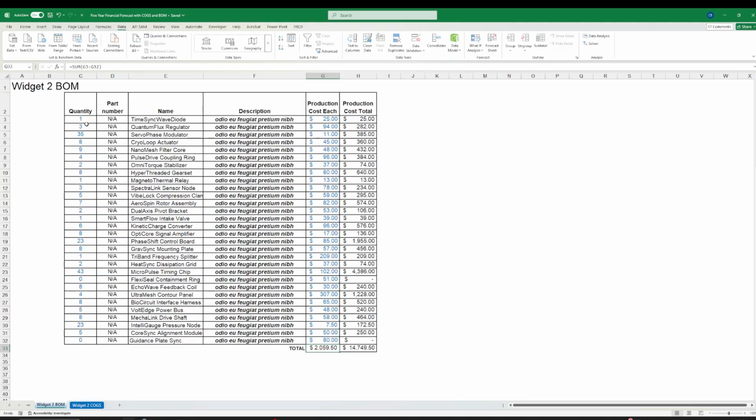So for the bill of materials, you just have quantity, part number if you want a part number in there, the name of the part, a description of the part, and then production cost each unit, production cost total unit, and then a sum down here at the bottom. And you notice that the hard-coded numbers are blue, and the formula-driven numbers are black.